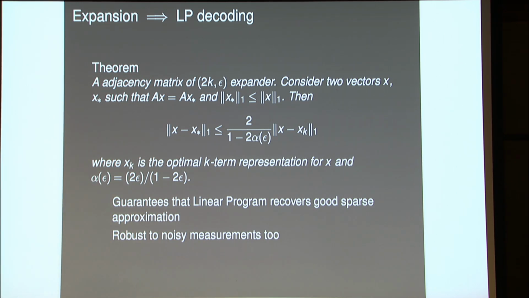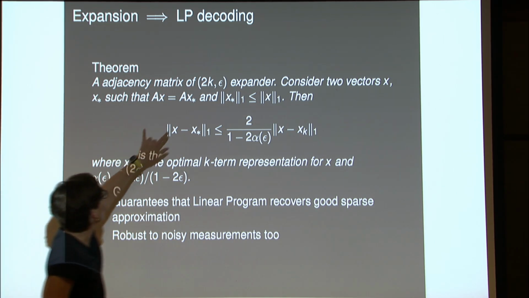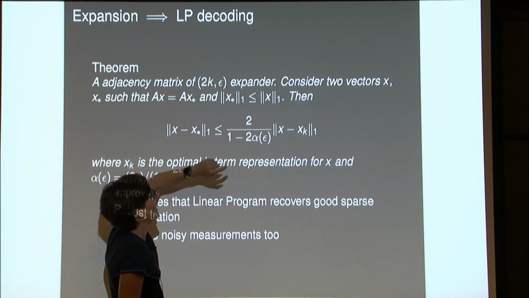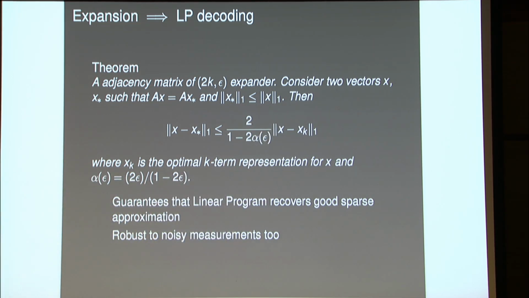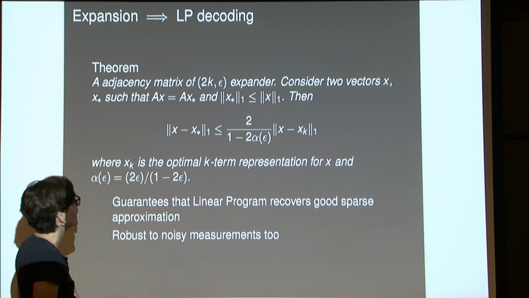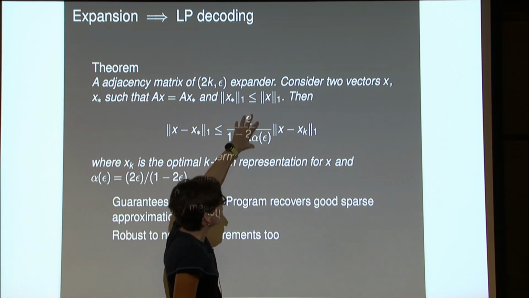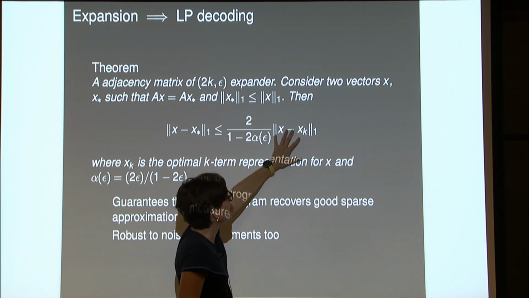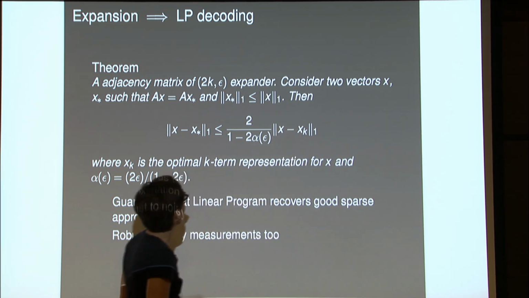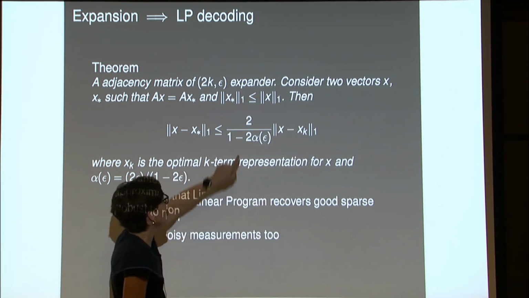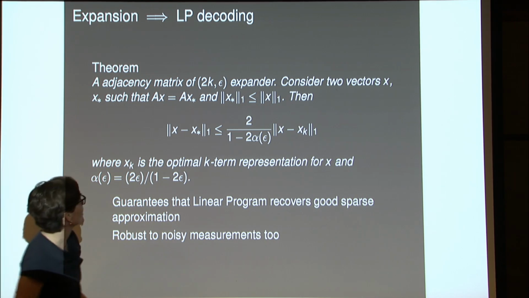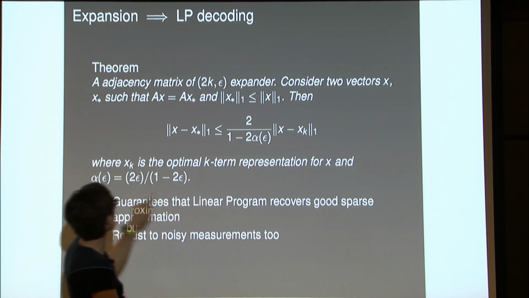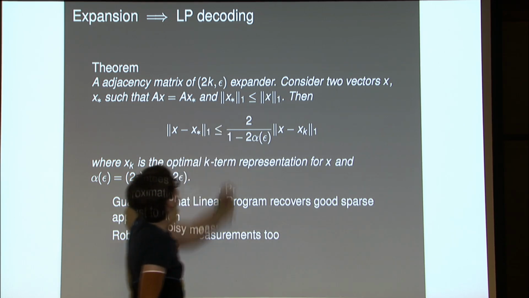It says that if you have two vectors that have the same measurements, and one of them has L1 norm smaller than the L1 norm of what you've measured, i.e. it is the minimum L1 norm vector, then it is within some constant times the L1 error of the best k-term representation of the original signal x, and here is 1, and here is 1, and the constant is a function of epsilon. Here is the function, and this epsilon is related to the expansion factor.